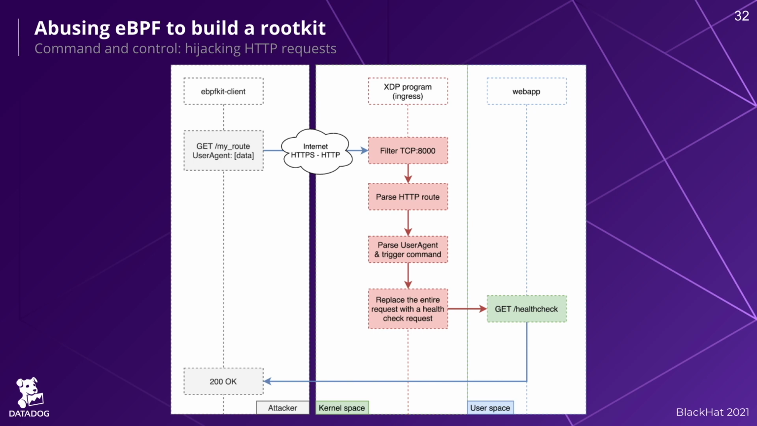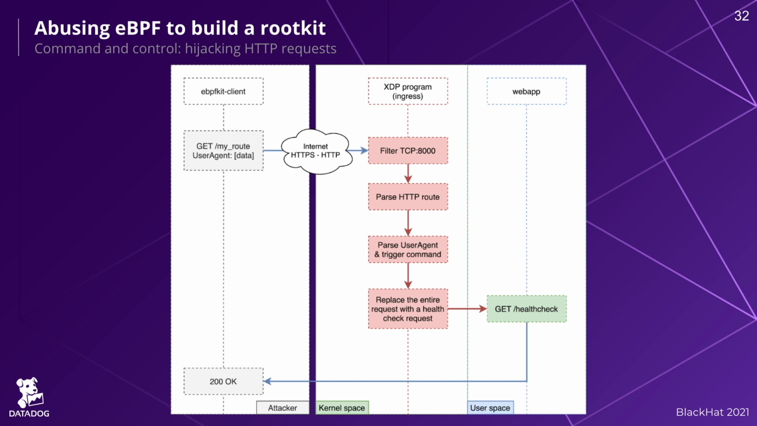As I said before, we could also have dropped the packet entirely. But since we're using TCP, the load balancer would have retransmitted the request over and over again until the request times out. So this would generate noise and increase our chances of getting discovered. That said, it would be a valid strategy for UDP packets.